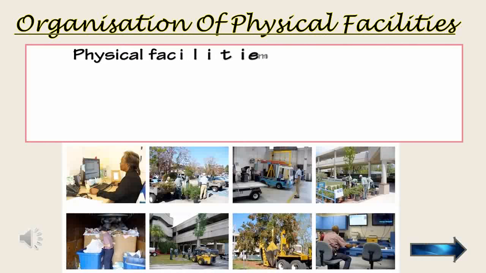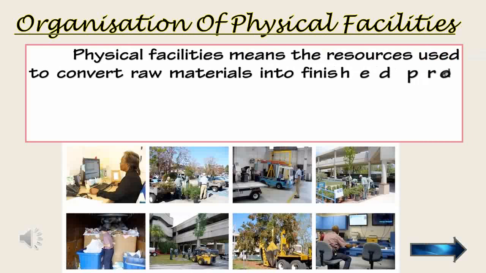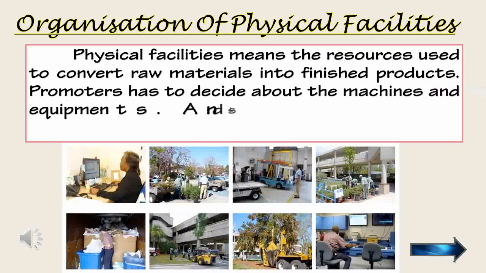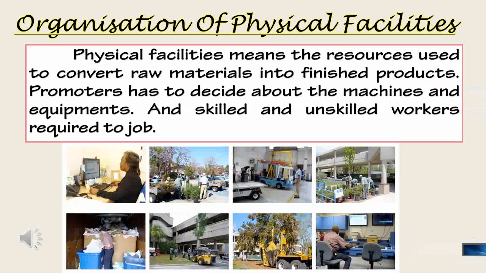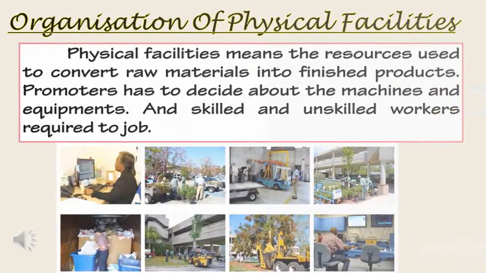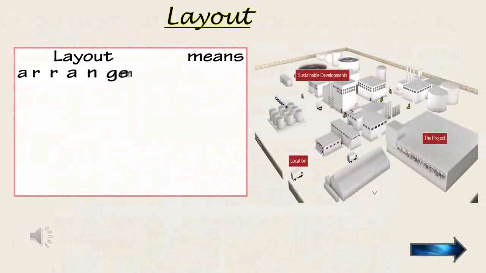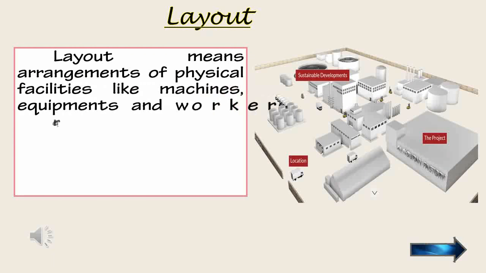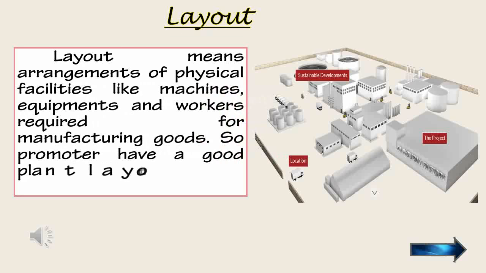Physical facilities means the resources used to convert raw materials into finished products. The promoter has to decide about the machines and equipment, and the skilled and unskilled workers required. Layout means arrangement of physical facilities like machines, equipment, and workers required for manufacturing goods. So the promoter must have a good plant layout.